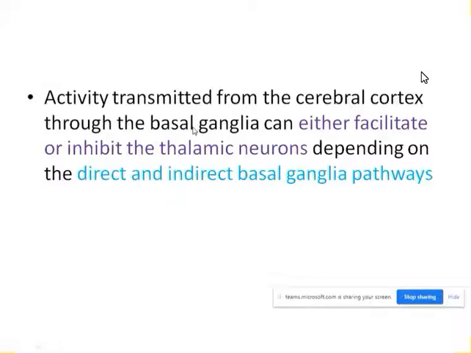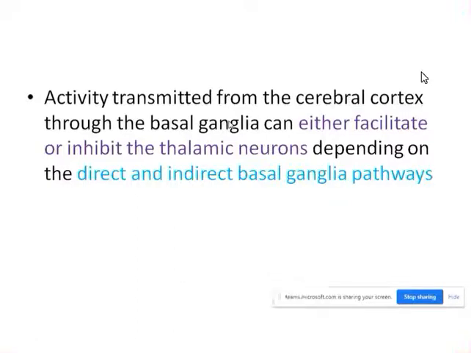Then what type of information will be given by the basal ganglia? It can be facilitatory or it can be inhibitory. And in between, they will relay the information to the thalamus. You already know that. Whether it has been taught or not, I do not know. But the main function of the thalamus is relay station. You write that down also. The main function of the thalamus is relay station.